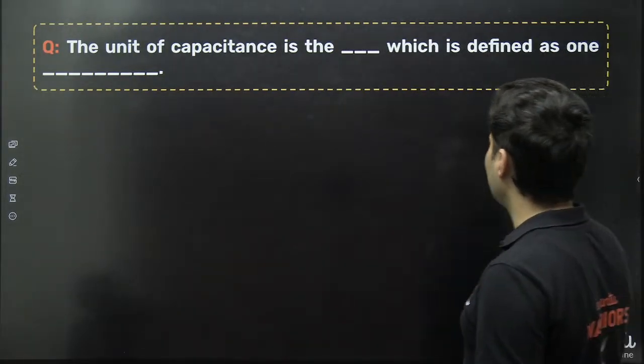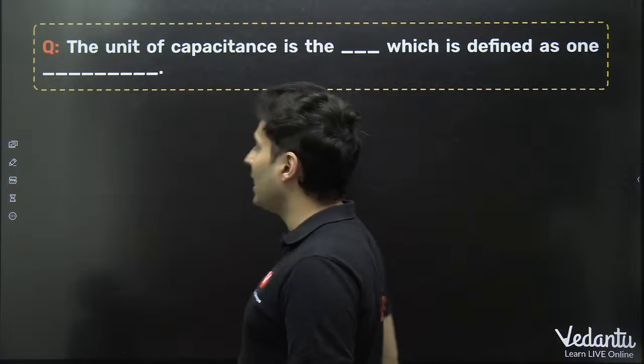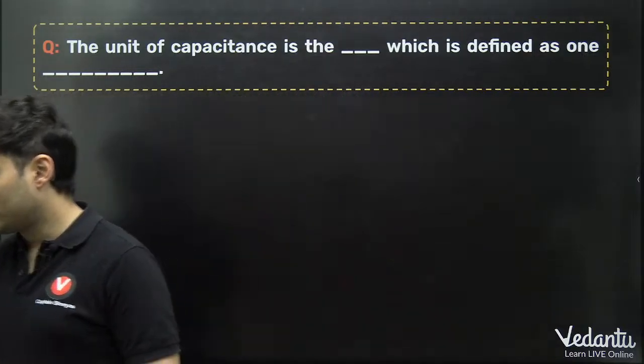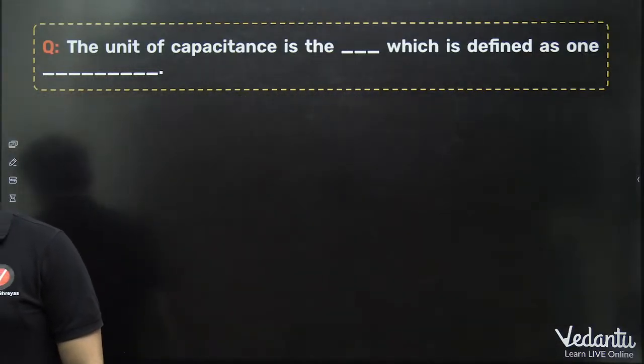Unit of capacitance is the dash which is defined as 1 watt. What? Come on, think about it.